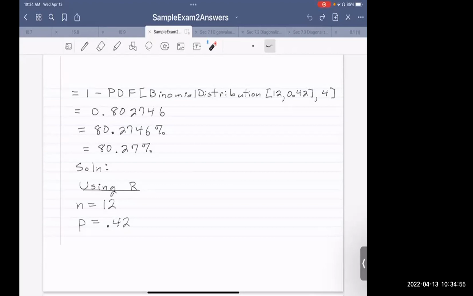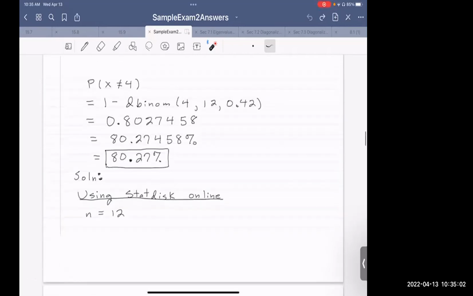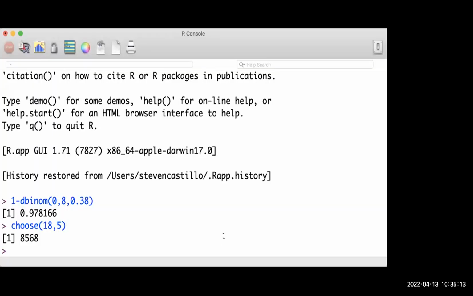Again, we have a binomial distribution. So n is equal to 12, p is equal to 0.42. I want to find the probability that x is not equal to 4. And so I'll do 1 minus dbinom(4, 12, 0.42). So let me type that into R.